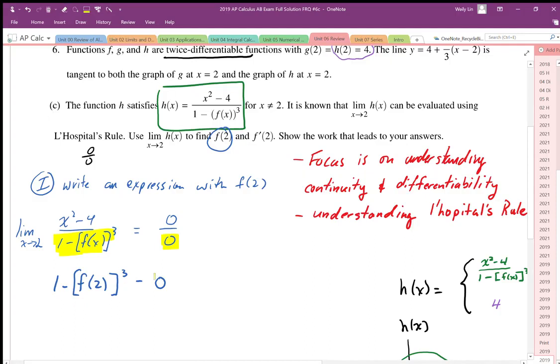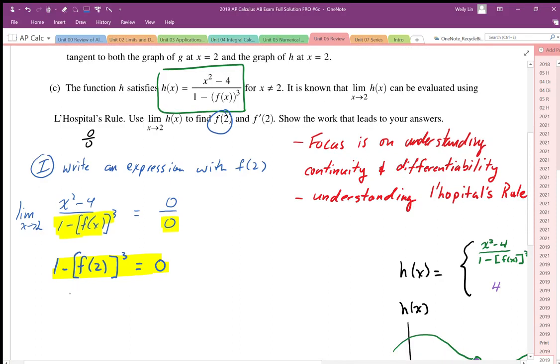We get that from the denominator of that limit because if we can use L'Hopital's rule, it must meet this condition. And by meeting this condition, it allows us to generate an expression for f of 2. That's equal to 0. And then I can just solve for f of 2. So I end up with 1 is equal to f of 2 cubed, which then lets me define f of 2 is equal to 1. So there's the first part. f of 2 is equal to 1.